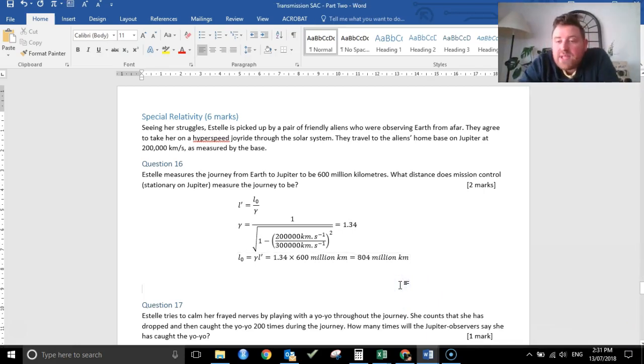Bigger. So remember, when it comes to length, the person who is moving with respect to the length in question is going to measure the shorter distance. Estelle is moving with respect to Jupiter and Earth, so the distance between Jupiter and Earth is going to be smaller for her than it is for the person who's stationary. Okay. Question 17.